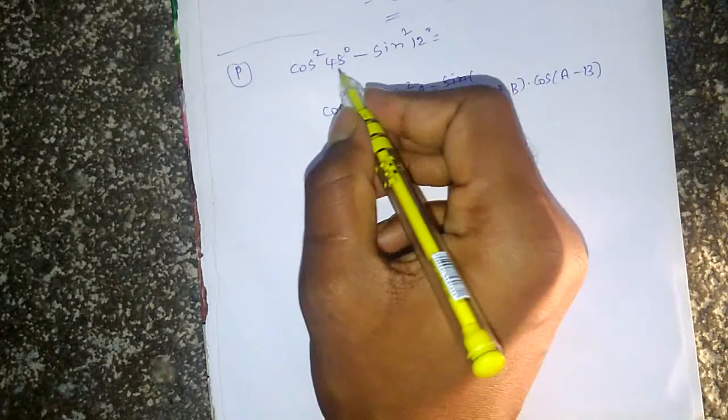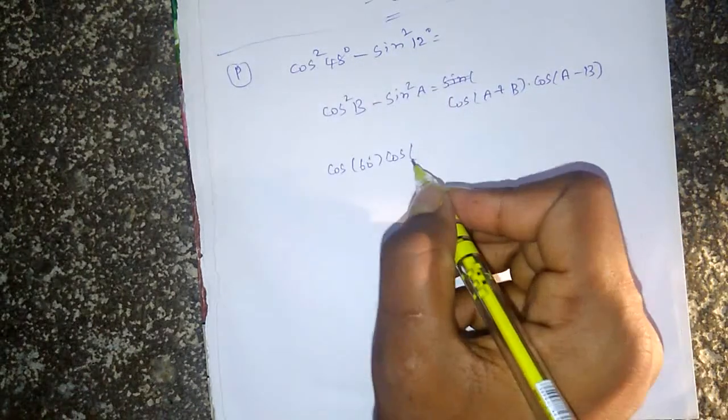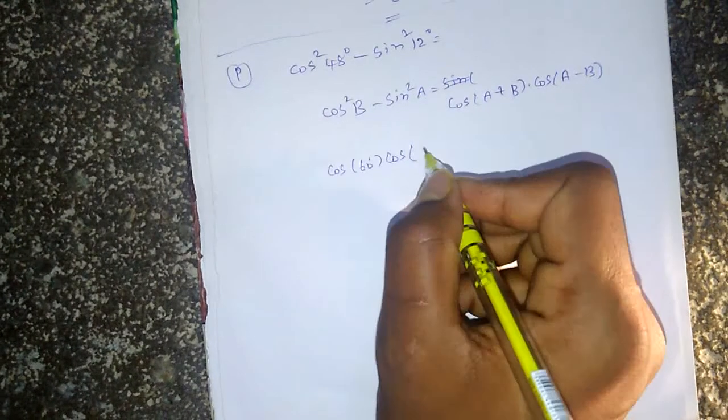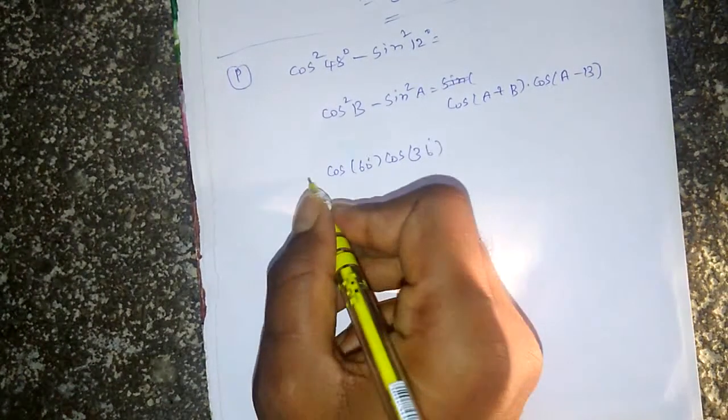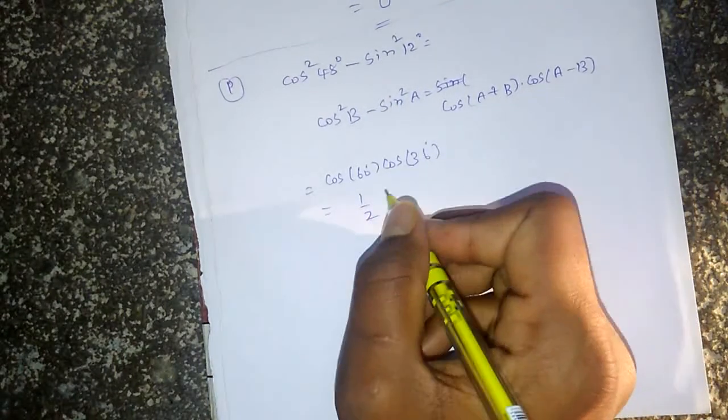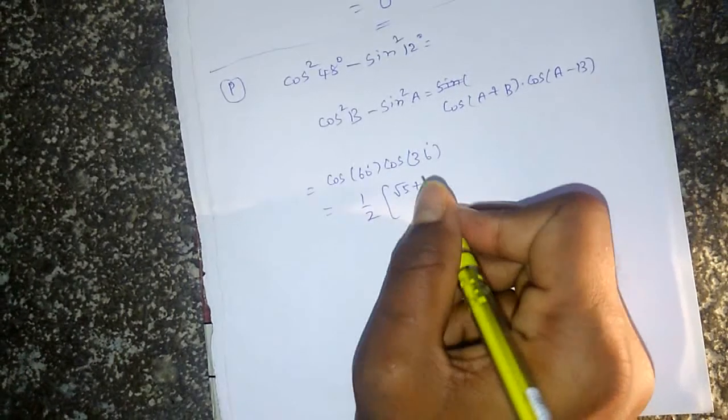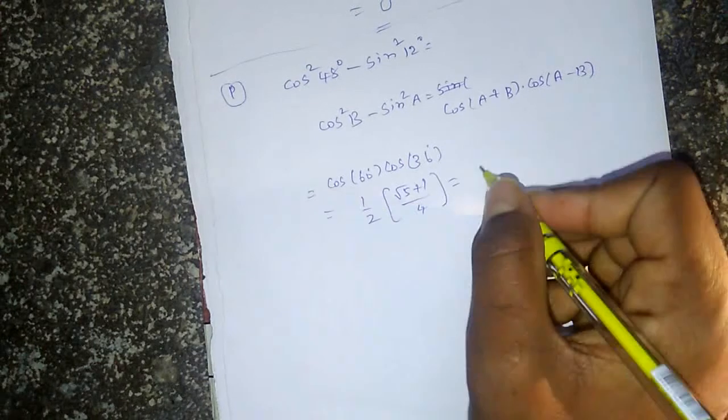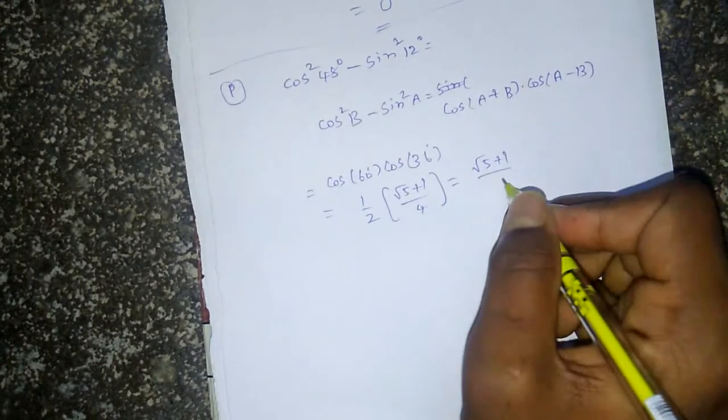Cos of a minus b means 48 minus 12 or 12 minus 48. Cos is even function, so it doesn't matter. So that is 36 degrees. Cos 60 is 1 by 2, cos 36 is root 5 plus 1 by 4. So that is equal to root 5 plus 1 by 8.